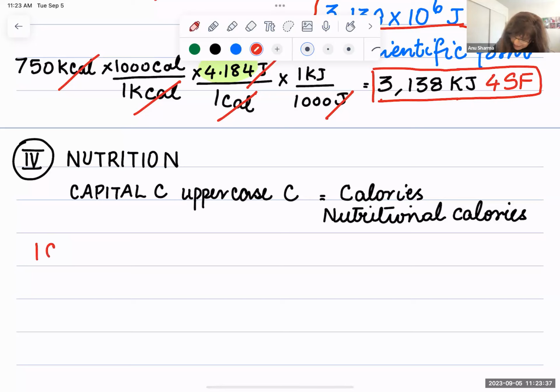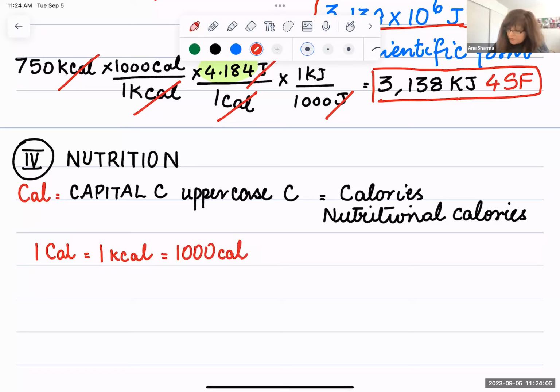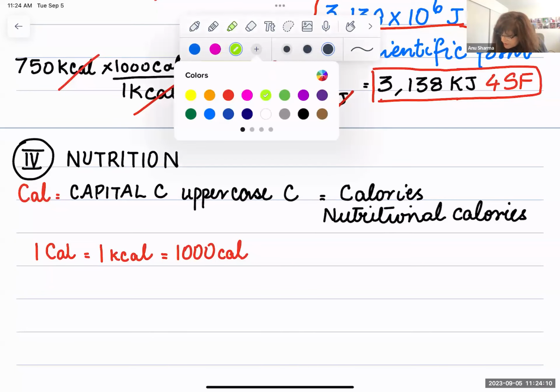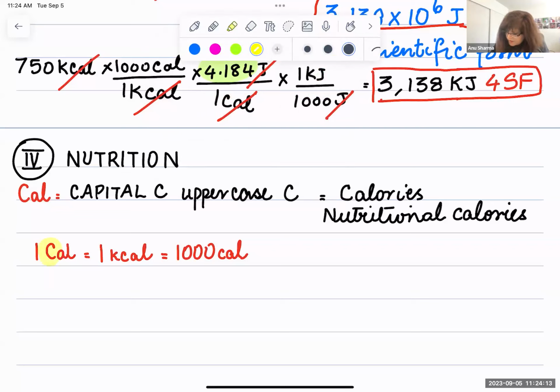One big calorie, the nutritional calorie, Cal, with capital C, is equal to 1 kilocalorie. So what does this mean? It means 1,000 small calories make one big nutritional calorie. So the focus is here. Pay attention to this C and this C. That's the main difference.